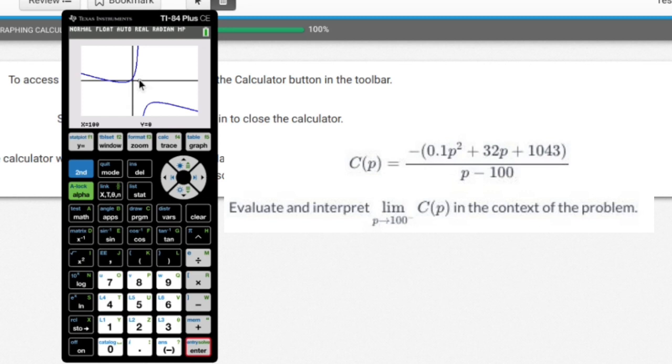What the question is asking us is the limit as P approaches 100 with a little negative symbol. That means from the left side. So if I go from the left side, knowing very well that I have a vertical asymptote at 100, from the left, I shoot up right to 100. So that's the graphical interpretation of what this problem is. So let's go back to the actual question and see if we can answer it.